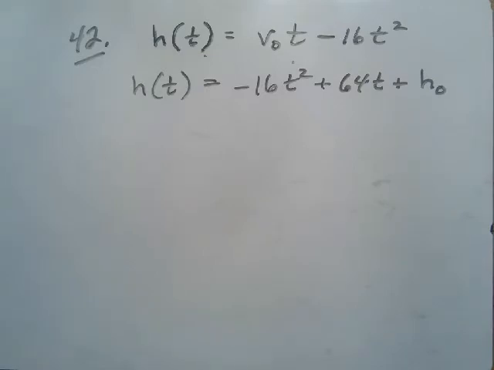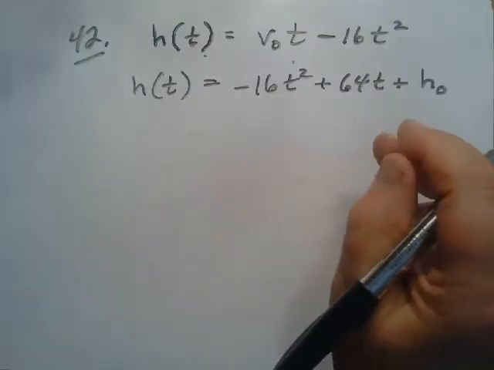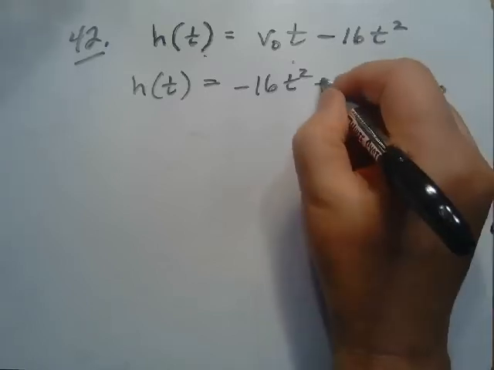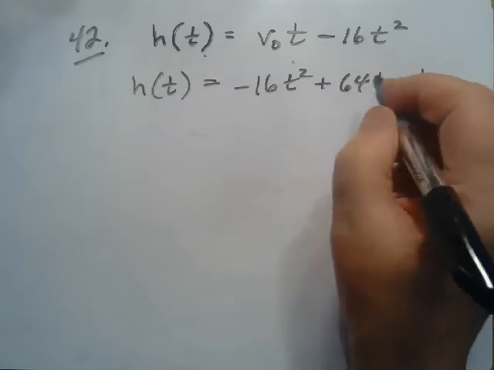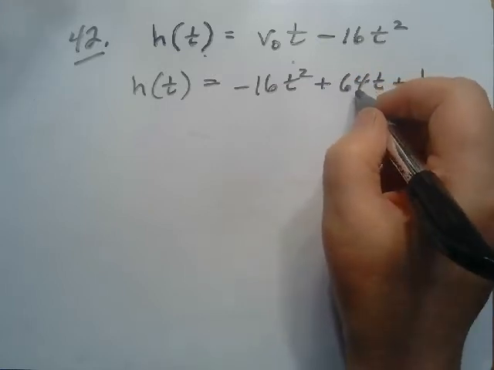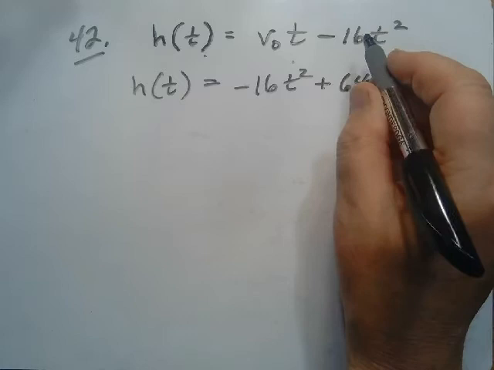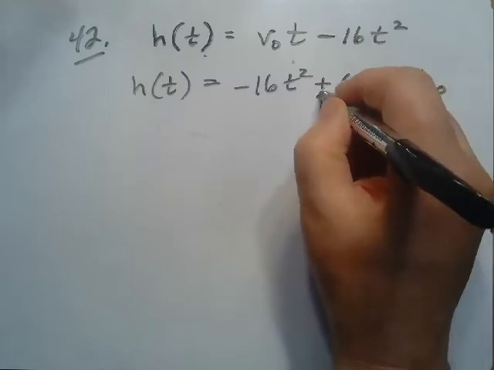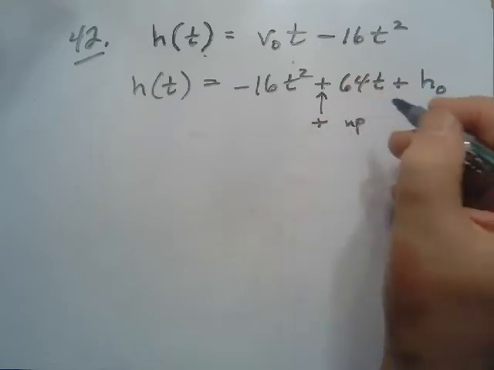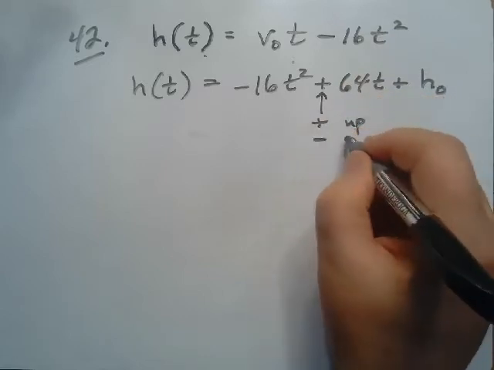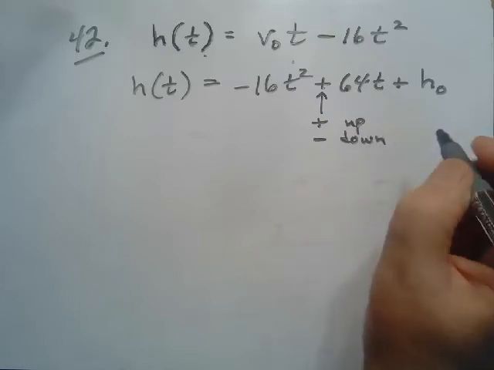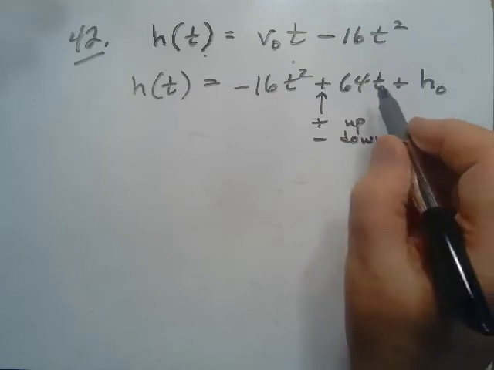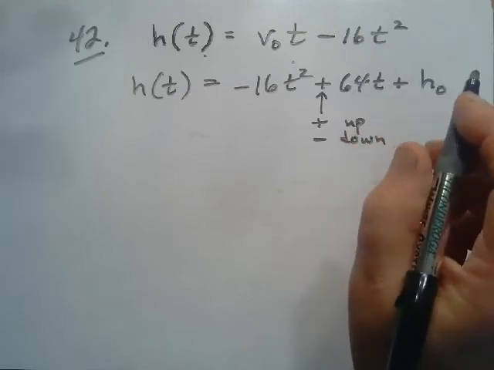Now, let's talk about this number 64. It said it was shot off with an upward velocity. Notice that this number is positive. You can see that if I shot the arrow up, I would get a different speed of falling than if I shot it down. Well, when this is positive, it means you're shooting it up. If it was negative, you'd be shooting that arrow down. So we're shooting up, so it's positive. And so 64 is positive here.